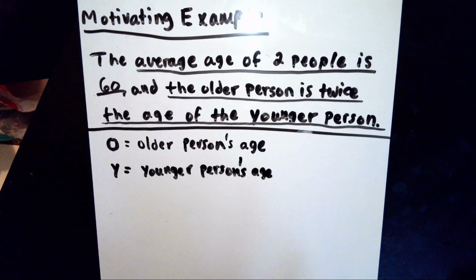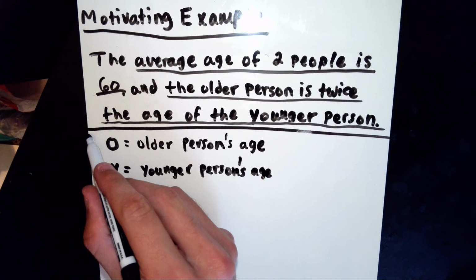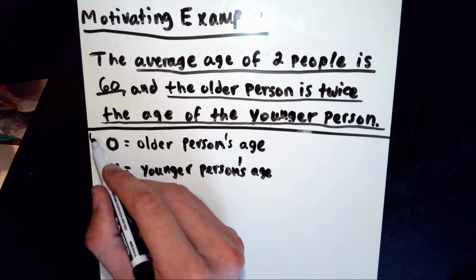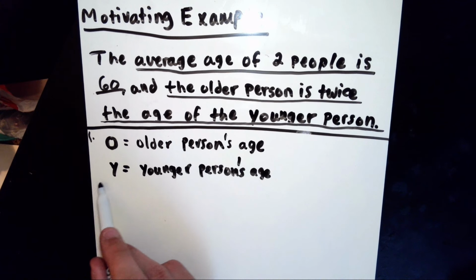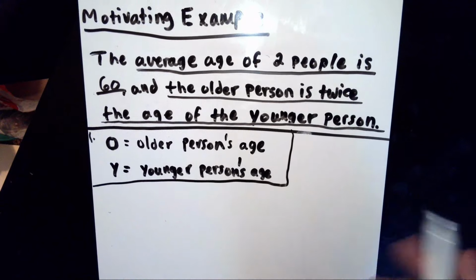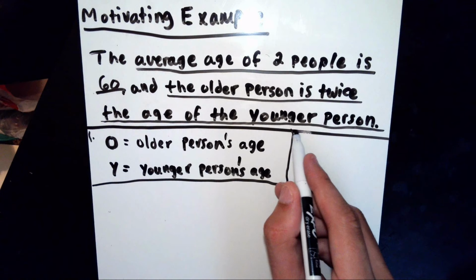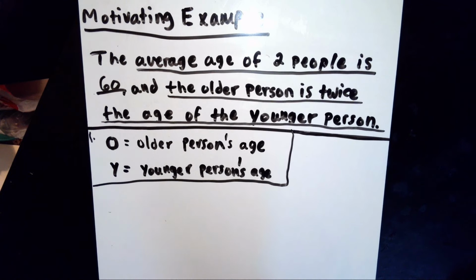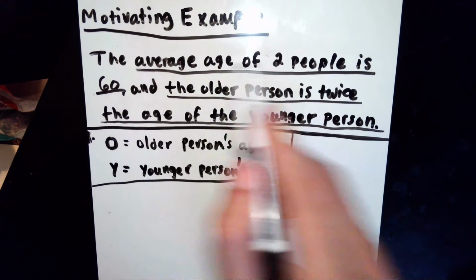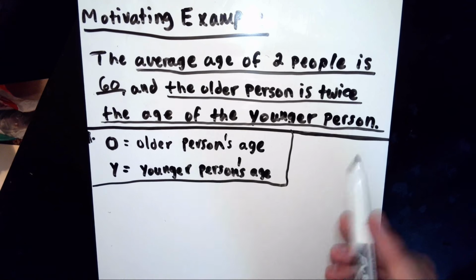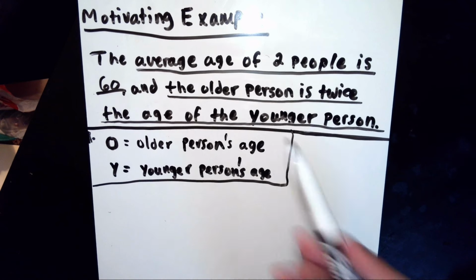All right, so that's the first thing you always want to do: approach the problem by defining some variables. So we define the older person's age and the younger person's age. The next thing you usually want to do is set up some equations with these variables from the given written statement in the problem. So we're translating these words into math symbols.